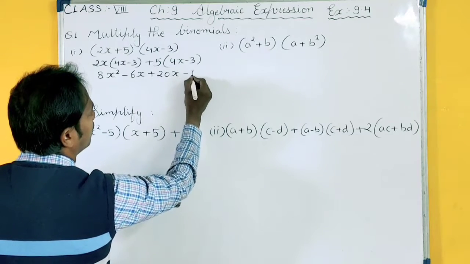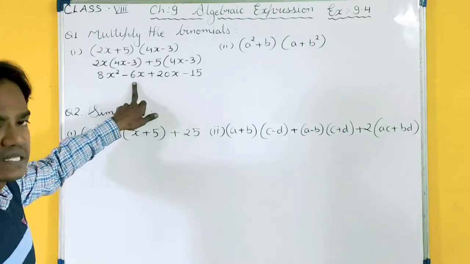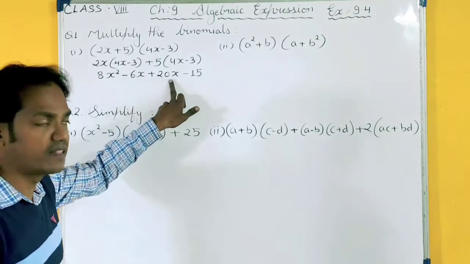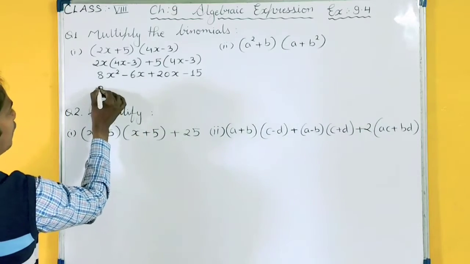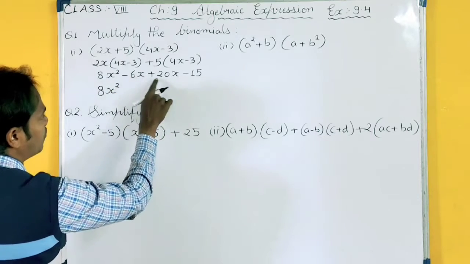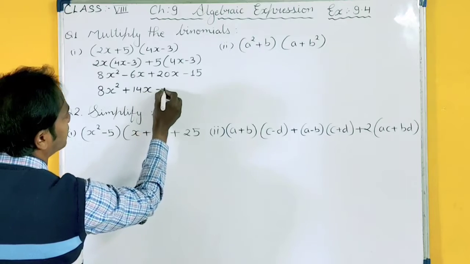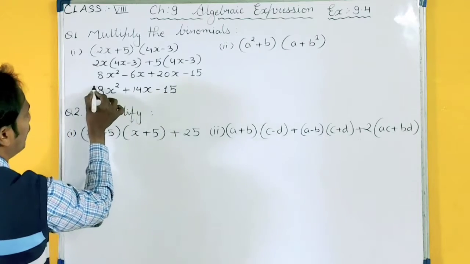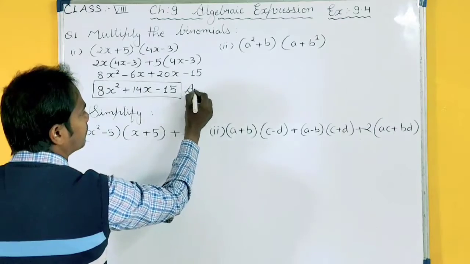3s are 15. You can observe here that a like term is there. This is minus 6x and this is plus 20x. So you have to solve this also. So finally we will get 8x square plus 20 minus 6 is 14, 14x and minus 15. This is your answer.